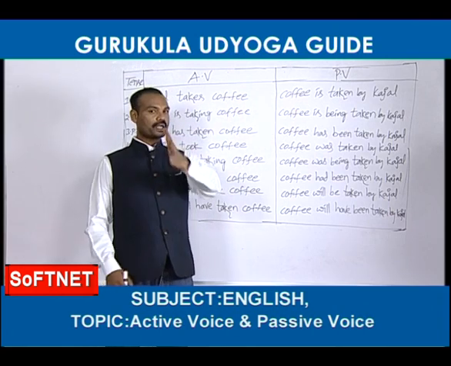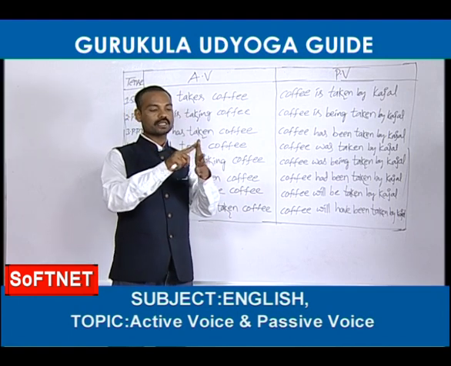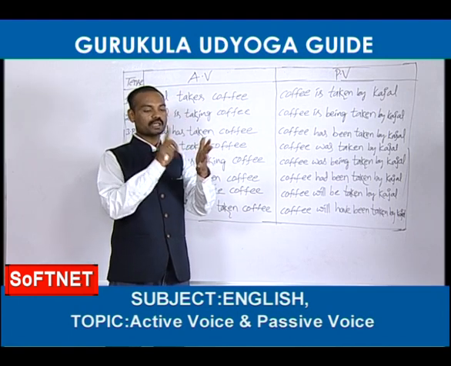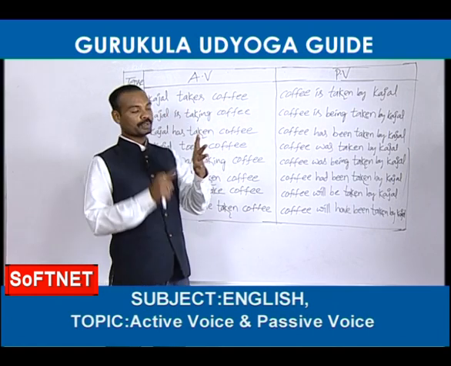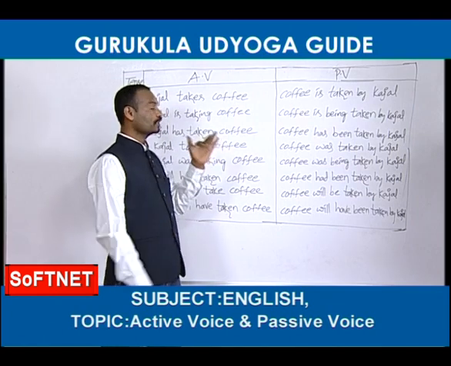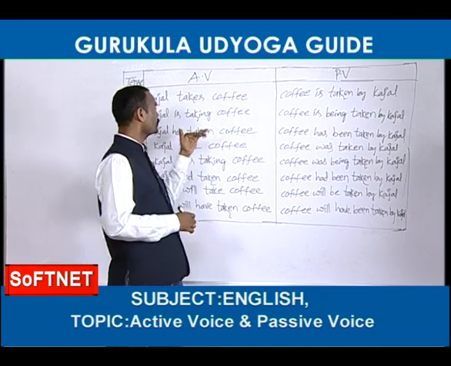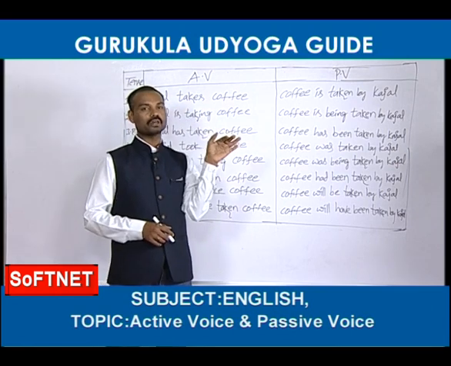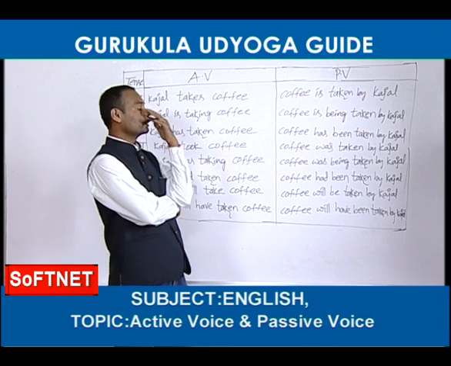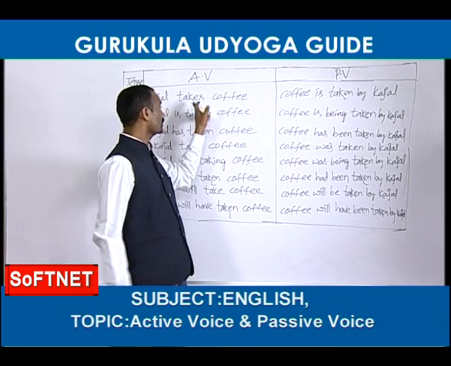Next, 5 points are there now to change an active voice into passive voice. First object, next helping verb, next main verb, preposition and subject. Coffee is the object. Next, second point is what? Helping verb. What I told you friends, sometimes helping verb is given in the active voice. So you should see whether it is available or not. There is no helping verb at all. One more thing, helping verbs are also called B forms in this topic. So there is no helping verb.